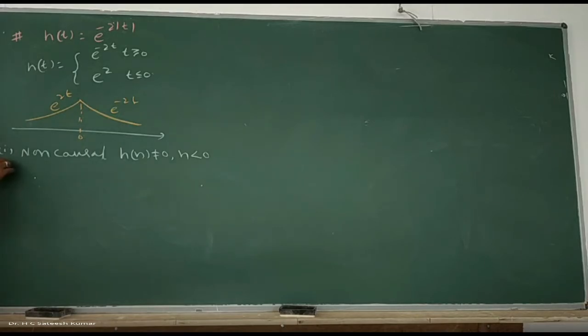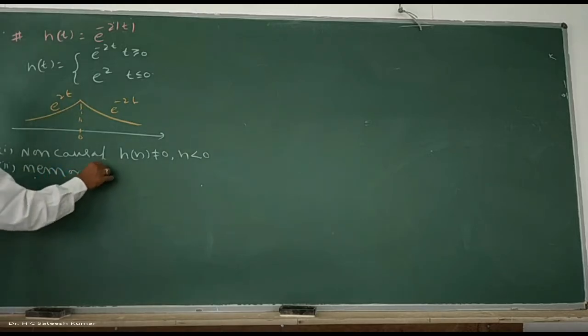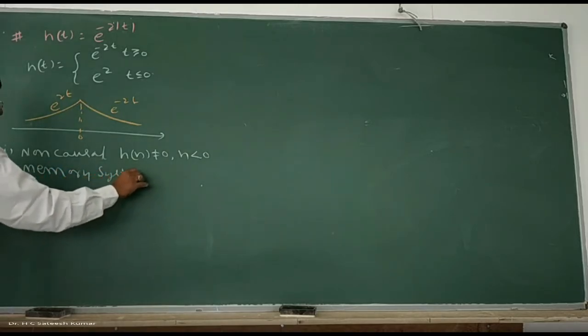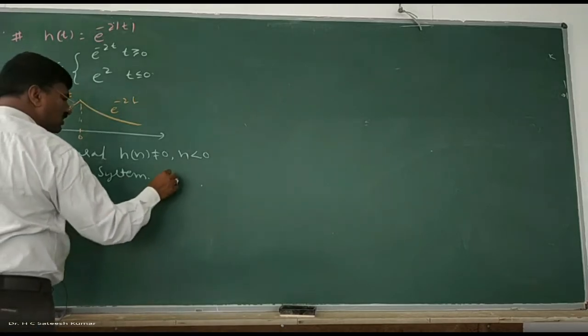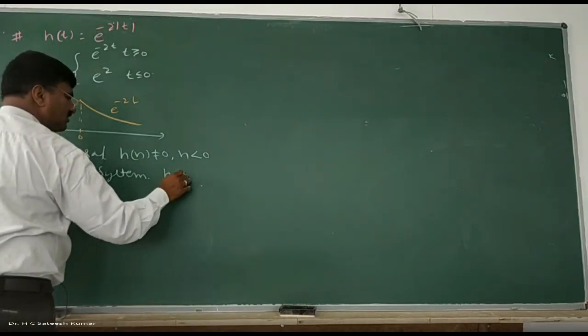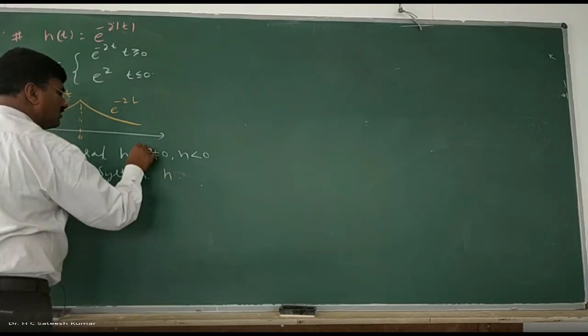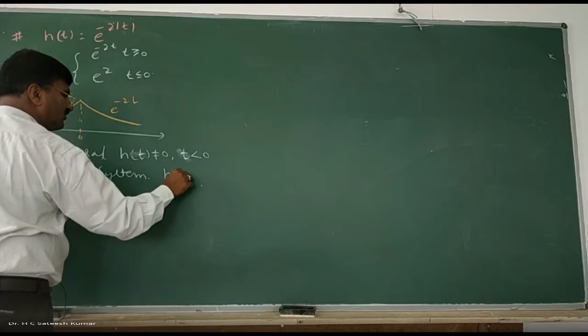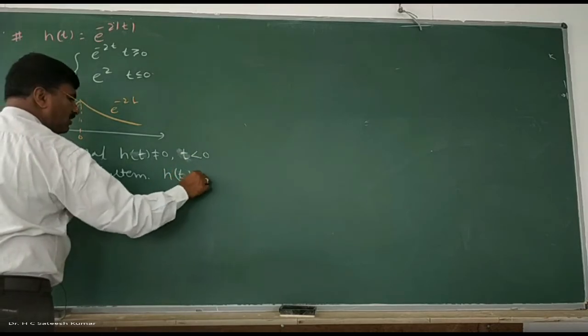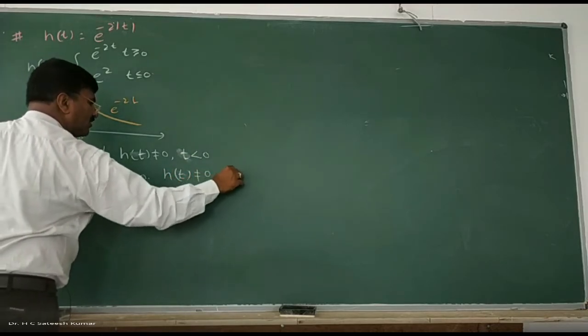And it is a memory system, not memoryless. Why is it a memory system? Other than 0, the object exists. For the system to be memoryless, it should exist only at 0. But it is a memory system. So h of t is not equal to 0 for t other than 0.